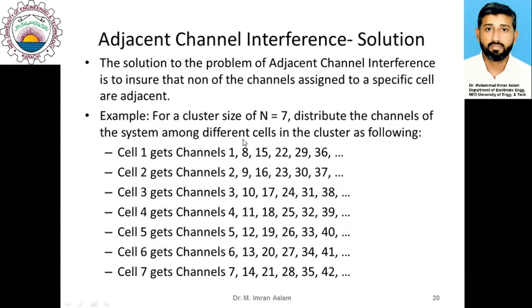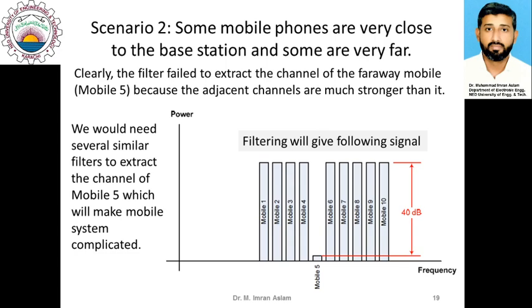So what is the solution? The solution lies in the frequency assignment of the signals. For this example, we have assumed all adjacent channels. Mobile number 1 gets one channel, the next channel is assigned to mobile 2, the next channel is assigned to mobile 3, and so on. So all 10 channels are next to each other.